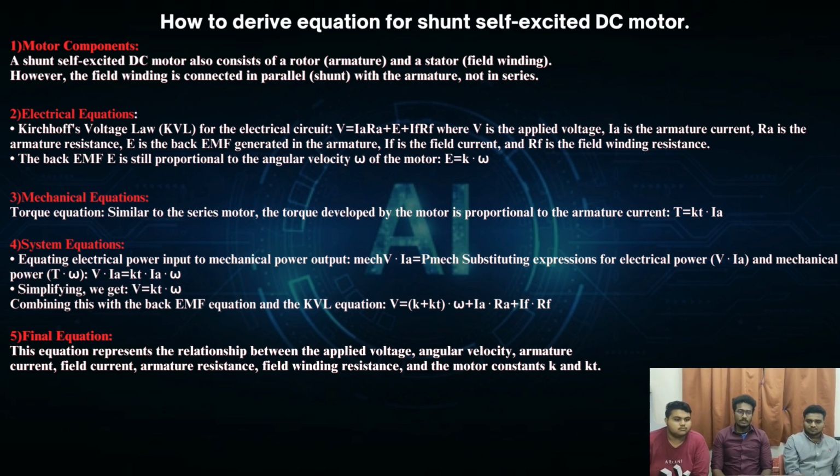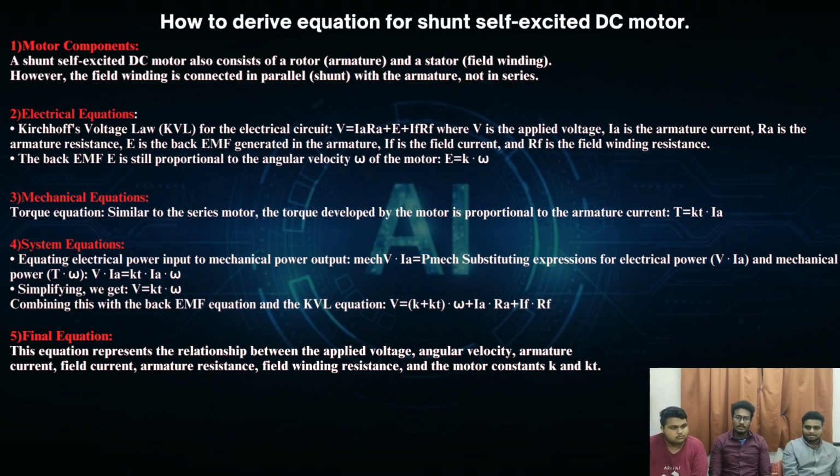First, motor components. The shunt self-excited DC motor also consists of a rotor, armature, and stator field winding. However, the field winding is connected in parallel (shunt) with the armature, not in series. Second, electrical equation. Kirchhoff voltage law (KVL) for the electrical circuit, V equals IA RA plus E plus IF RF, where V is the applied voltage, IA is the armature current, RA is the armature resistance, E is the back EMF generated in the armature.